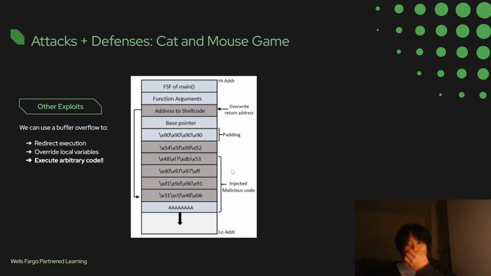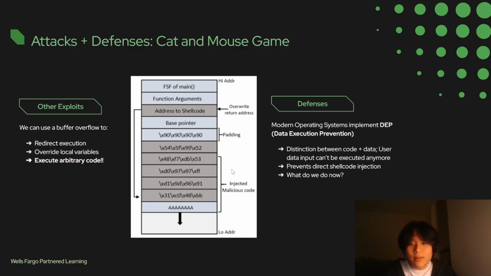Right, so we can start to see how these exploits can be very dangerous, but fortunately there is a pretty simple mitigation to this attack in particular, and that's called DEP, or Data Execution Prevention. This is a measure implemented on, I think, all modern operating systems, and it's pretty simple. All it does is make a distinction between code and data, right? This might come in the form of a flag in the page table entry for a page on the stack. And it just makes it so that user data input can't be executed directly anymore.